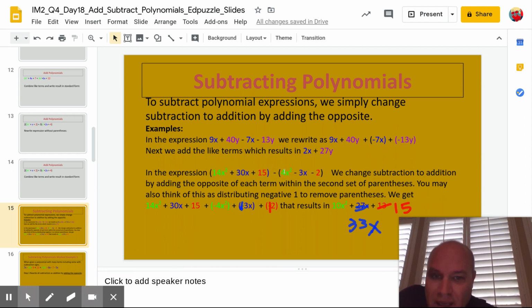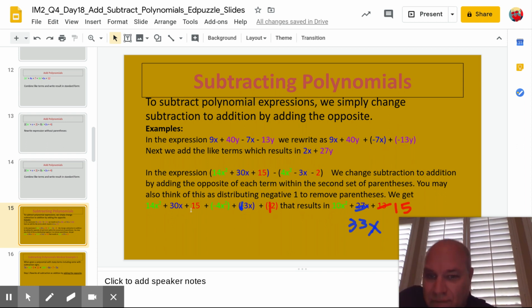The negative times this would be like saying plus negative 3x, which I didn't show in here. So that would become positive 3x. And then the opposite of negative 2 becomes positive 2 here. So our result will be 14x squared plus negative 4x squared, which gets you 10x squared. 30x plus positive 3x gets you 33x.